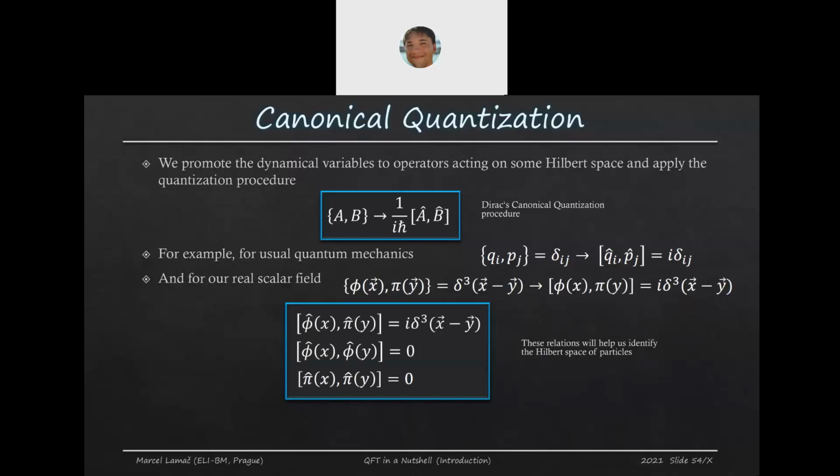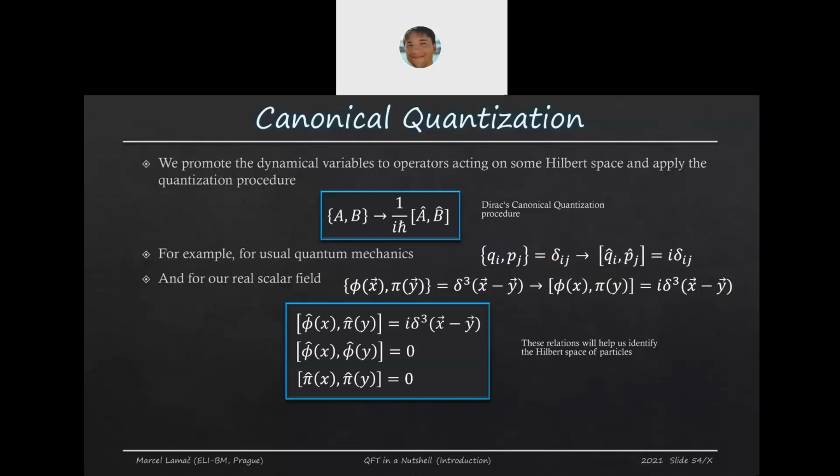So we promote the dynamical quantities to operators. We do the quantization procedure, and obviously, since we're promoting the quantities to operators, we have to assume that they act on some states in a Hilbert space. So this is how we arrive at quantum mechanics.